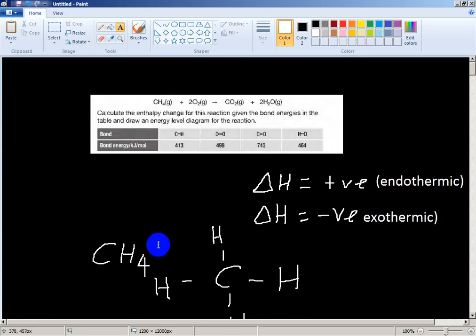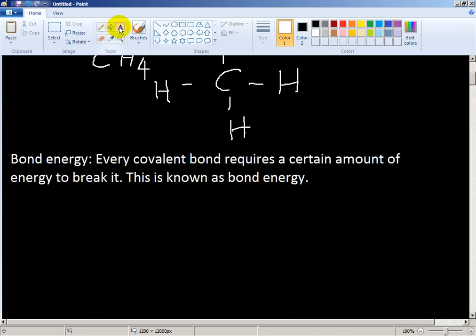Okay, now I am starting the question. Calculate the enthalpy change for this reaction. Given bond energies: carbon hydrogen bond energy is 413 kilojoule per mole, oxygen double bond energy is 498, carbon oxygen double bond 743, oxygen hydrogen single bond energy is 464. This is the bond energy given. This is the reaction. At first, I am writing the answer.